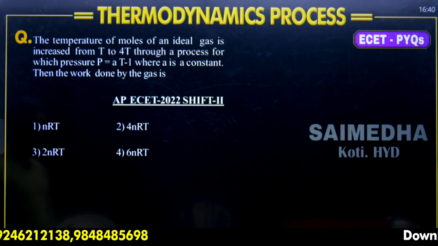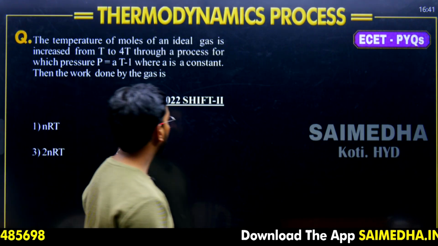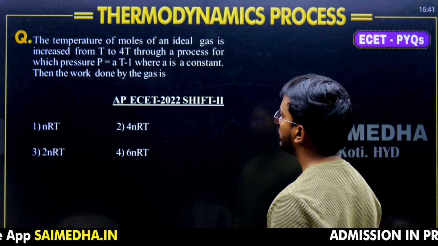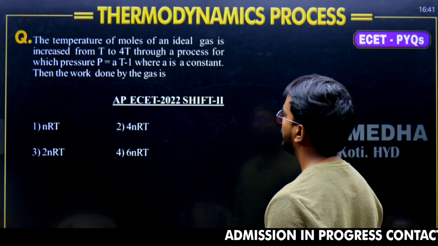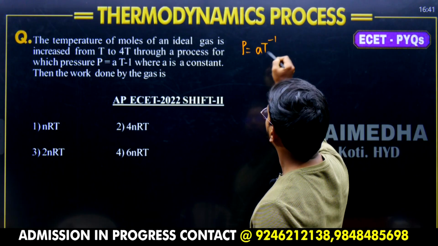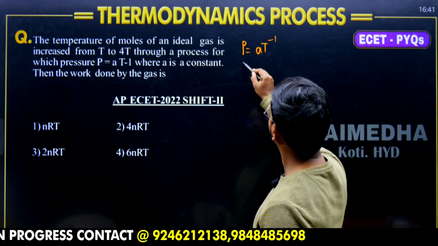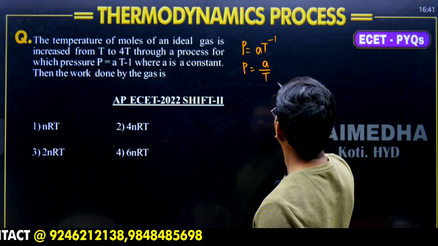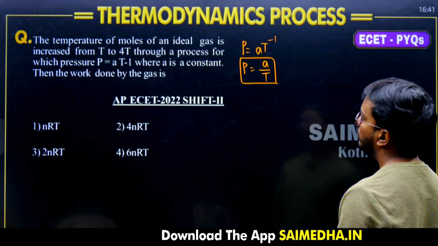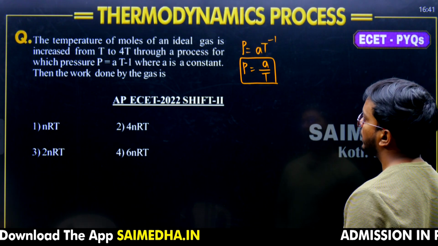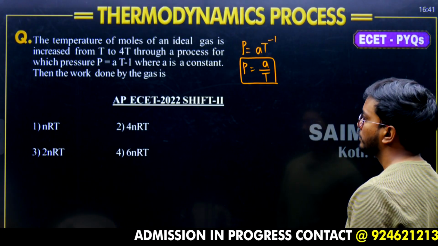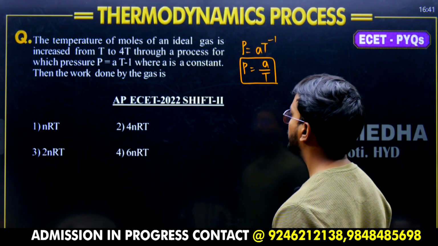Question number 14. The temperature of n moles of an ideal gas is increased from T to 4T through a process in which the pressure varies as P is equal to A by T. Given in the question, the temperature of n moles of an ideal gas is increased from T to 4T through a process P is equal to A by T.